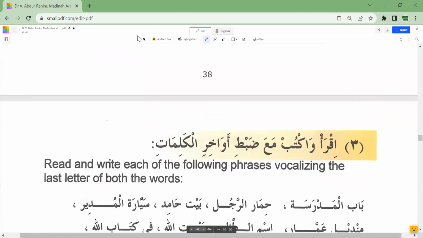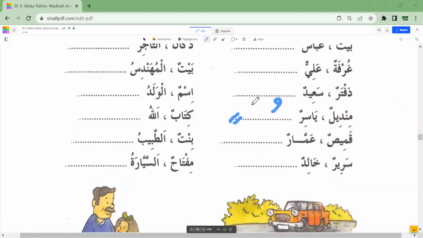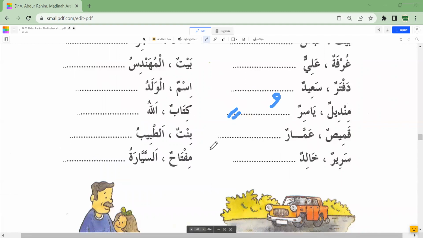Sisters, can I ask something about the last example? If I want to say like this, my car's key. Miftahu Sayyarati. We don't need to use al when we are talking about our possession.